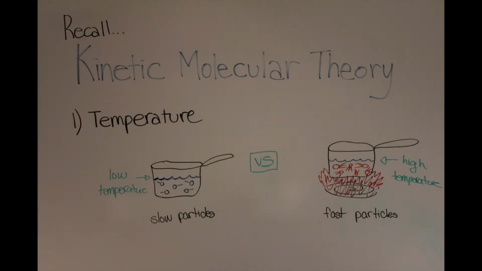Here is some information that we need to know before learning about collision theory. We need to know about the kinetic molecular theory. There are 3 important points when it comes to the kinetic molecular theory. The first point is that particles move faster at higher temperatures.